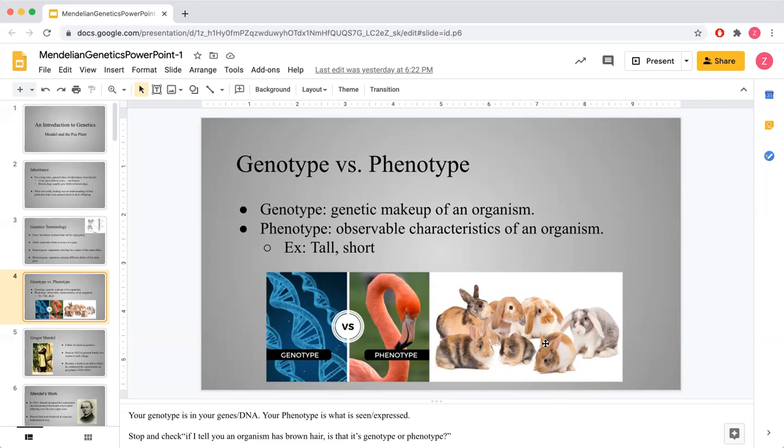So let's stop here and check for understanding. If I were to tell you an organism has brown hair, would that be an example of the organism's genotype or phenotype?